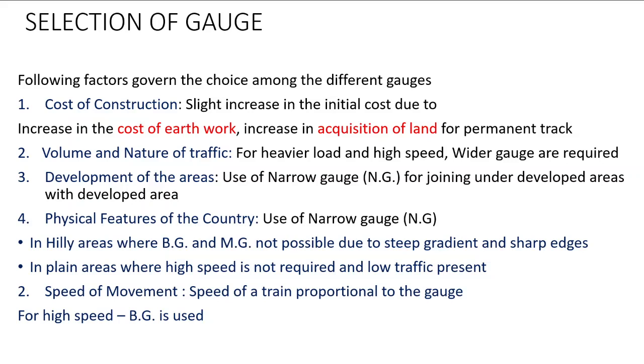So there are many factors. First is the cost of construction. The cost of construction slightly increases the initial cost, but it does not greatly impact the selection of gauge. So there is a slight increase in the initial cost due to the increase in the cost of the earthwork and increase in the acquisition of land for the permanent track.